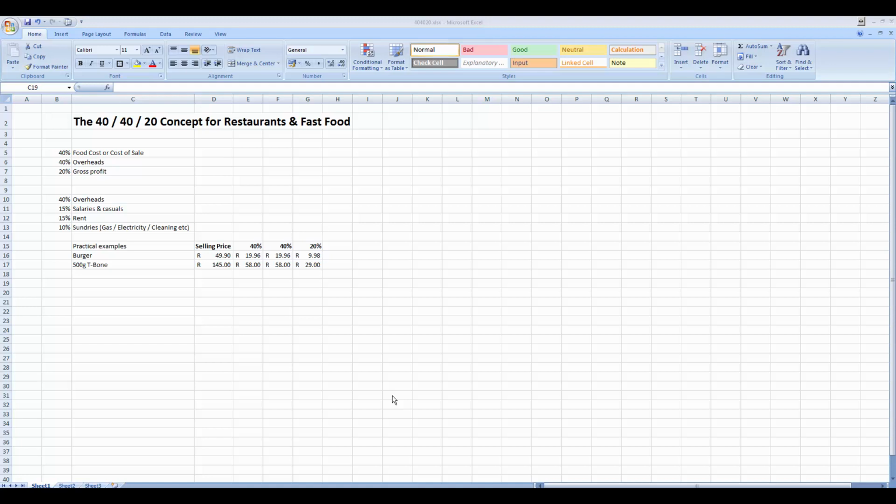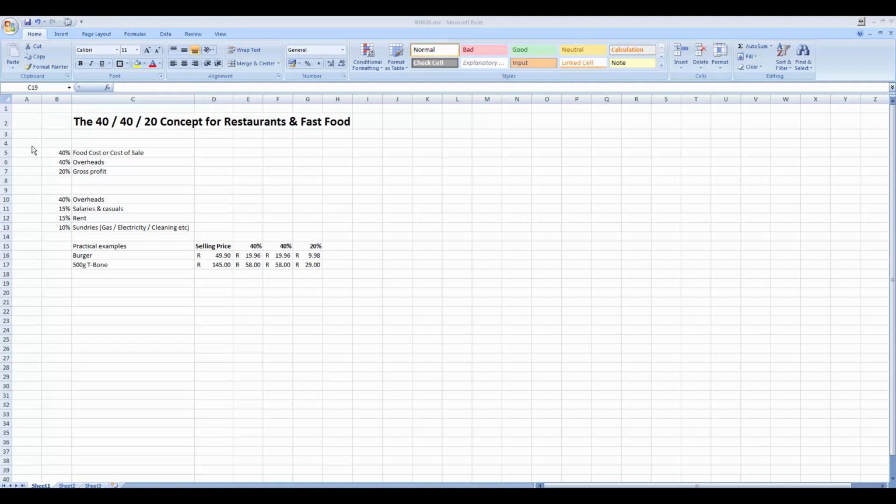Unfortunately, there's no guideline. I've spent some time looking on Google for this, and seeing that we've done about 4,000 plus restaurants over the years, and been involved for the last 30 odd years in restaurants, we have a very good understanding of the fast food and restaurant businesses, and what would make them profitable. So let's go through the 40-40-20.